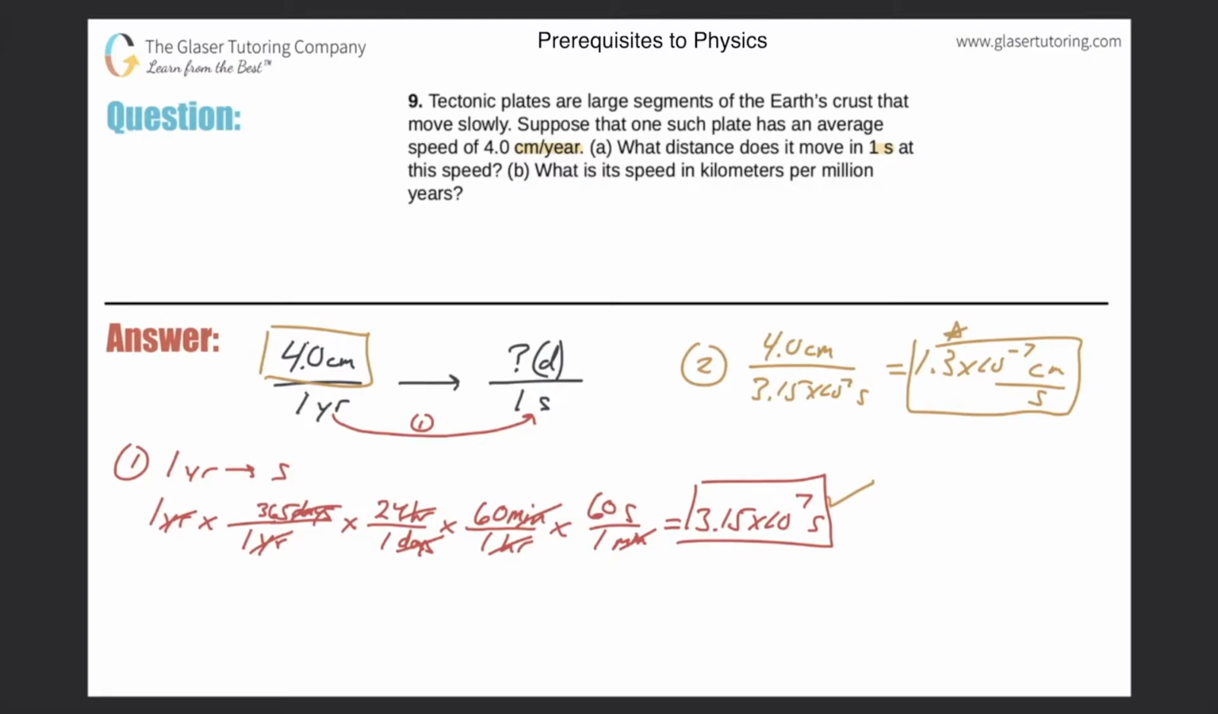And now, okay, so that's A, and then it asks us now to find its speed in kilometers per million years.